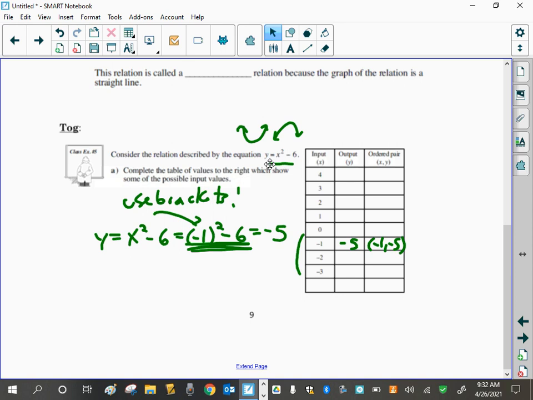Anybody get -5 there? Okay, do the -2 one. And please do what I just said. Use brackets so that you get the right answer and you get these problems right. If you remember to put your negatives in brackets, you're going to get a smiley face or a frowny face.